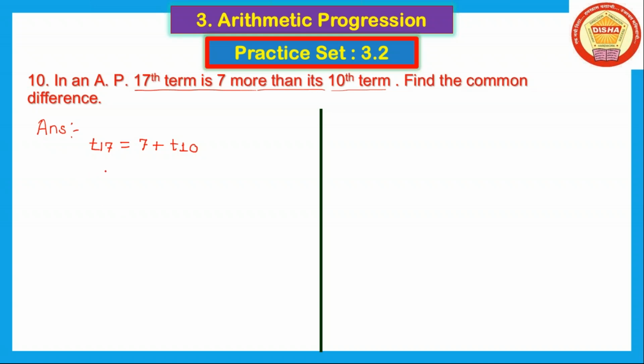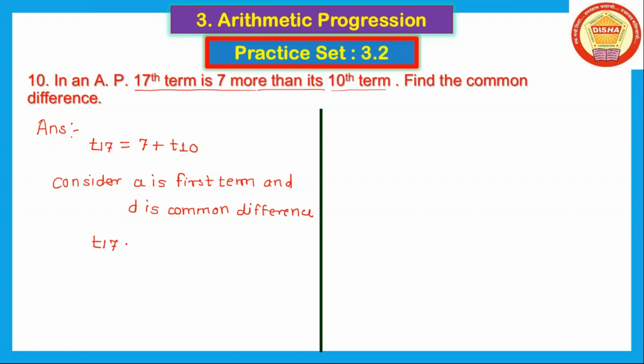So first we find the 17th term in the form of A and D and 10th term in the form of A and D. So for this we write here, consider A is first term and D is common difference. Okay. Then we find here 17th term.